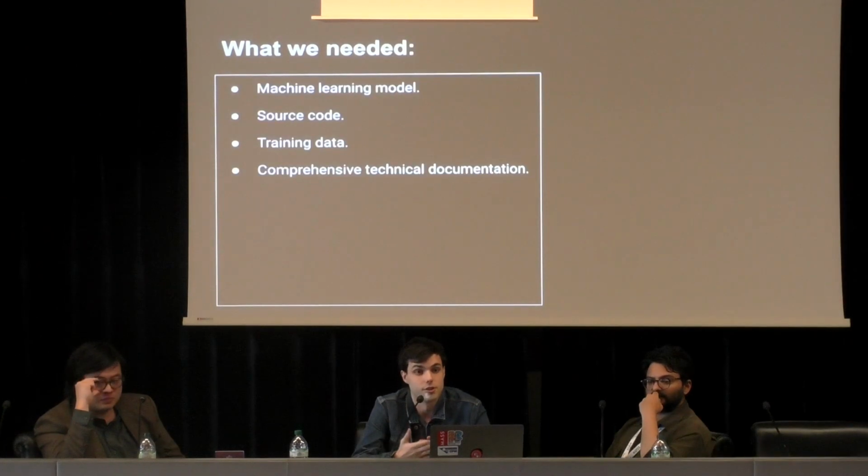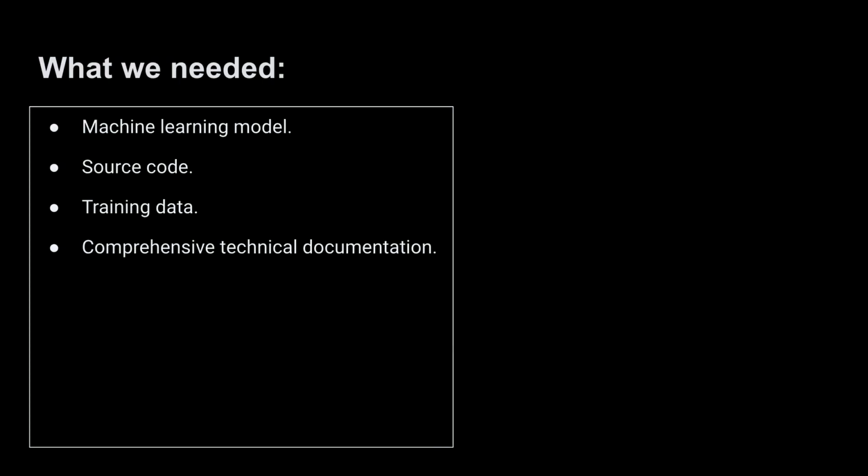So what we actually needed to do this experiment: we needed this machine learning algorithm itself, essentially the file that you could give data and then get an output risk score. We needed the source code that essentially trained it. We needed the training data. So this algorithm was trained on the personal data of past fraud investigations. And we needed technical documentation from Rotterdam. And all of those things, besides the training data, we got through freedom of information laws.